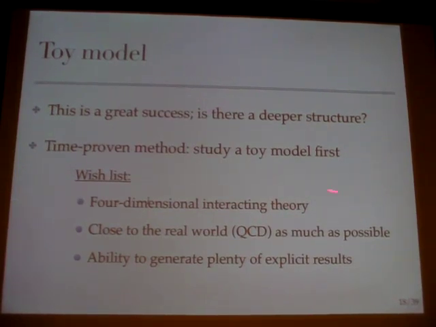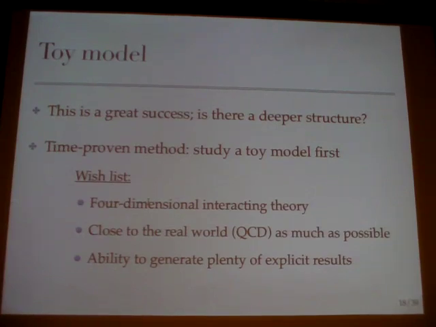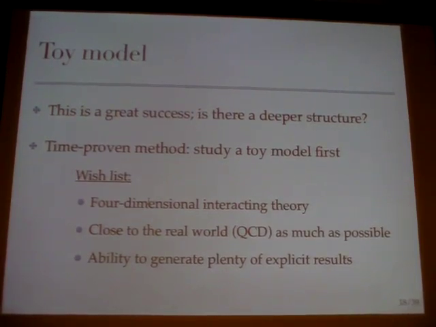So we want a 4-dimensional interacting theory. It must be in 4 dimensions and be fully interacting. We want it to be as close to the real world, meaning QCD in this case, as much as possible. And the other thing is that we want to generate as many explicit results as possible, so that we can falsify immediately any new idea which comes with some predictions. So also many explicit results.